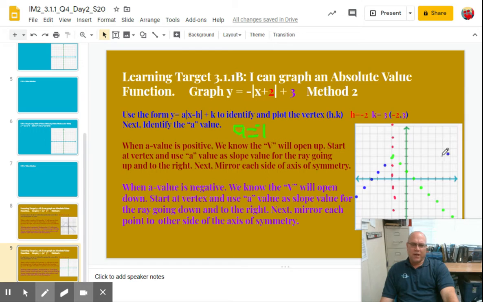Let's just talk real quick about if this was a positive value. If A was positive instead, let's say it was positive 1 times the absolute value of x plus 2, plus 3. Well, then we would have still started here at the vertex, but our first ray would have been, we go up 1, right 1, up 1, right 1, right? So the ray would have been going like this, and we would mirror the other side that way. So that's the only difference between a positive and a negative A value.